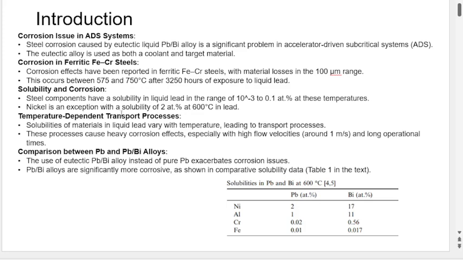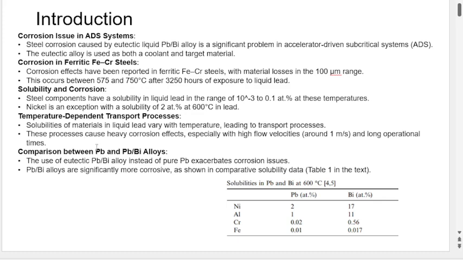Okay, temperature dependent transport process. Solubilities of materials in liquid lead vary with temperature, leading to transport processes. So it depends on the temperature. At higher temperature, usually we will have more solubility. These processes cause heavy corrosion effects, especially with high flow velocity. So not just in static condition, but in the real case where the flow exists, that may accelerate the corrosion or worsen the condition.